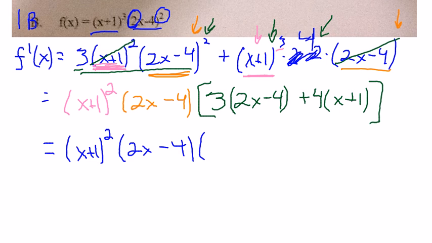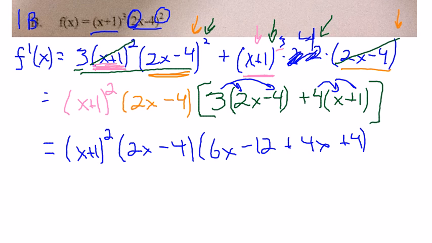This gets distributed in, gives me a 6x minus 12, and then this gets distributed in, so it gives me plus 4x, and then plus 4. Now I need to collect some terms over here on the right.